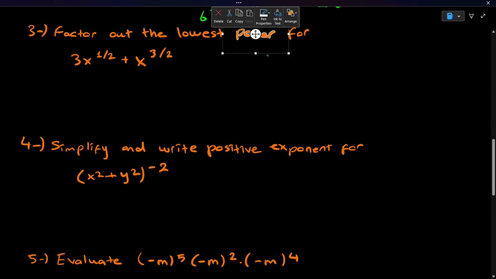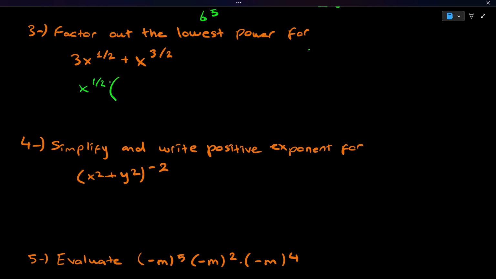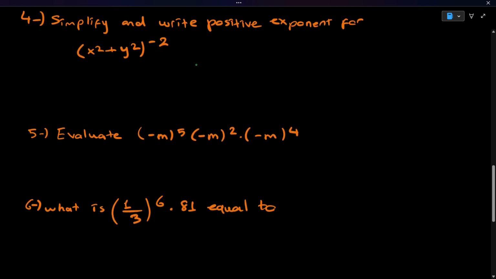Factor out the lowest power of x. Let's see the expression given to us. Of course, I see x to the power of 1 over 2. This is also equal to the square root of x, but let's write it in this form since the problem is given in this form. Plus x is going to be my answer.